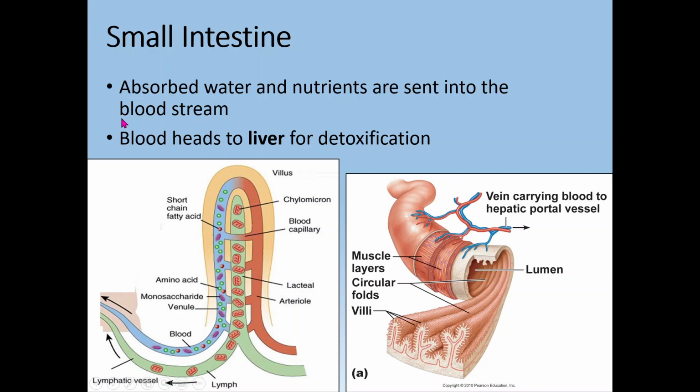Therefore, all of the blood that is coming out of the intestines is first going to go to the liver. And the liver is going to detoxify that blood, take out any of those pathogens or harmful materials, so that whatever blood it passes back into the circulatory system is only full of the good nutrients, the things that the body does need.